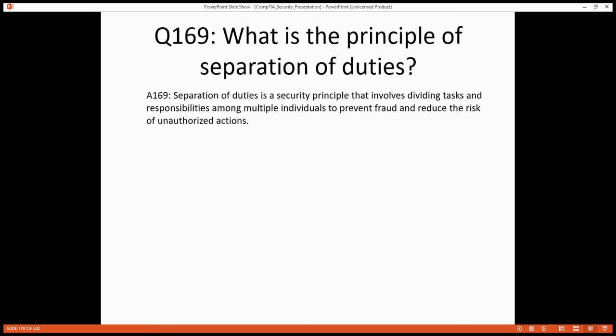Q169. What is the principle of separation of duties? A169. Separation of duties is a security principle that involves dividing tasks and responsibilities among multiple individuals to prevent fraud and reduce the risk of unauthorized actions.